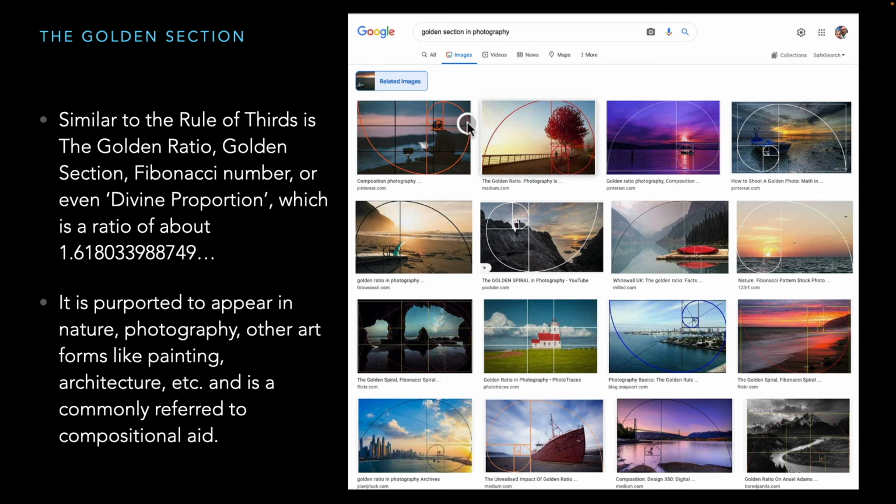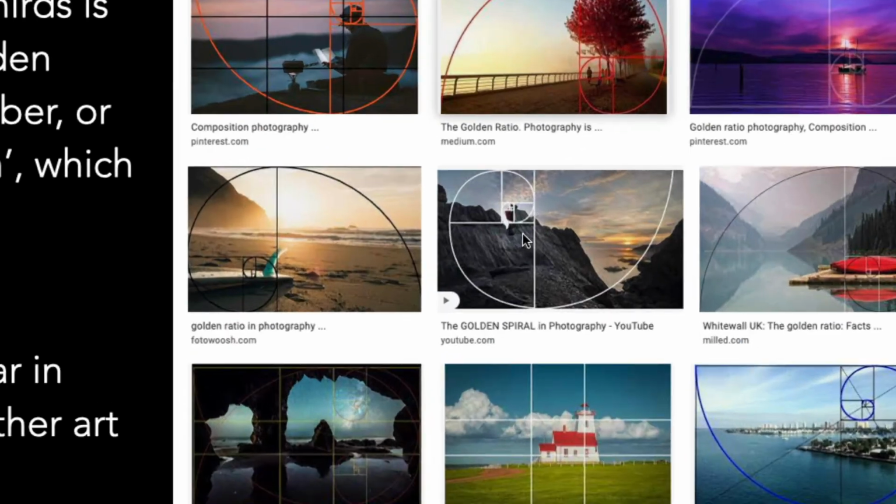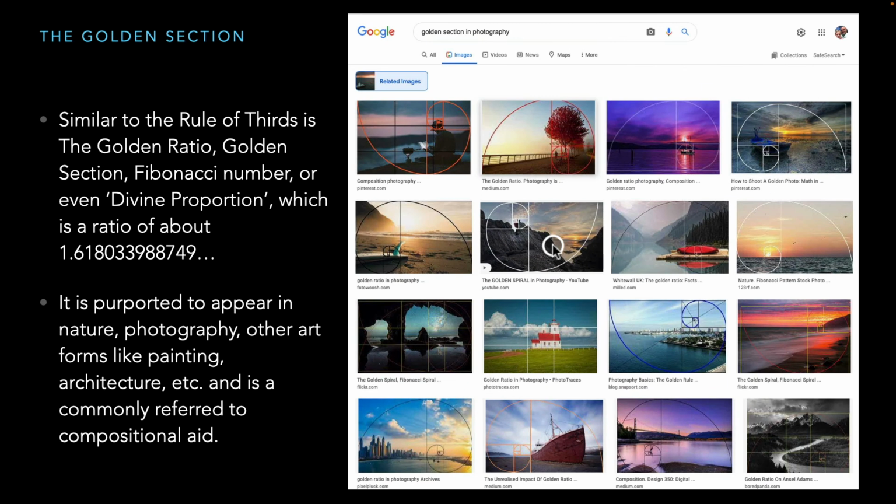So I just looked up golden section in photography, and these are the first 16 images that came up in just a Google search. And you can see it's often represented by this golden spiral. Some people call it the golden spiral. And if you look, it's hard to see a little bit, but maybe on this one, each one of these areas is using that ratio. So this is 1.6 times as big as that one, I think, and then the next one and so on. So these areas get larger and larger. And you'll often see this spiral sort of overlaid on photographs.